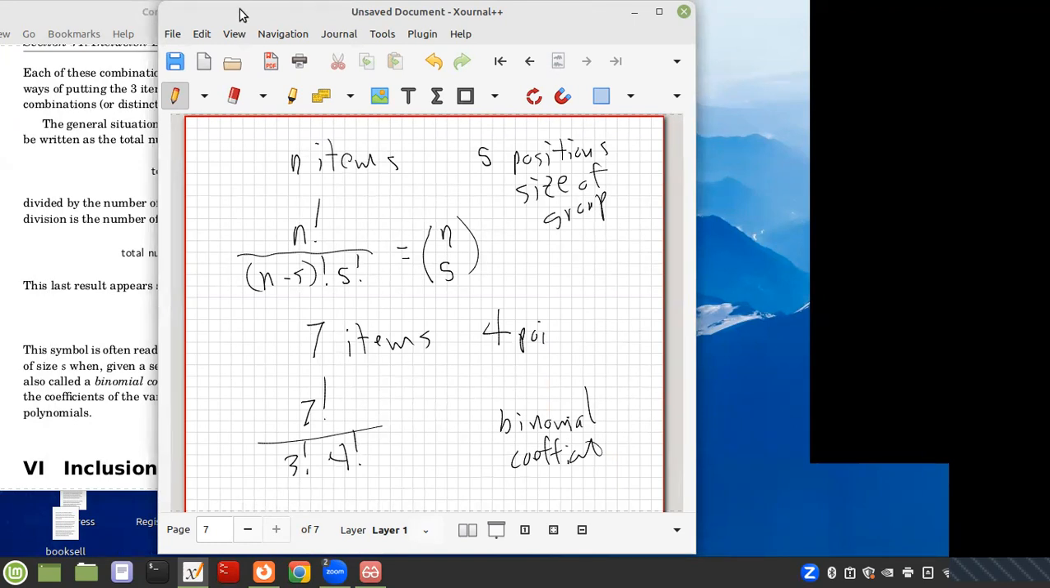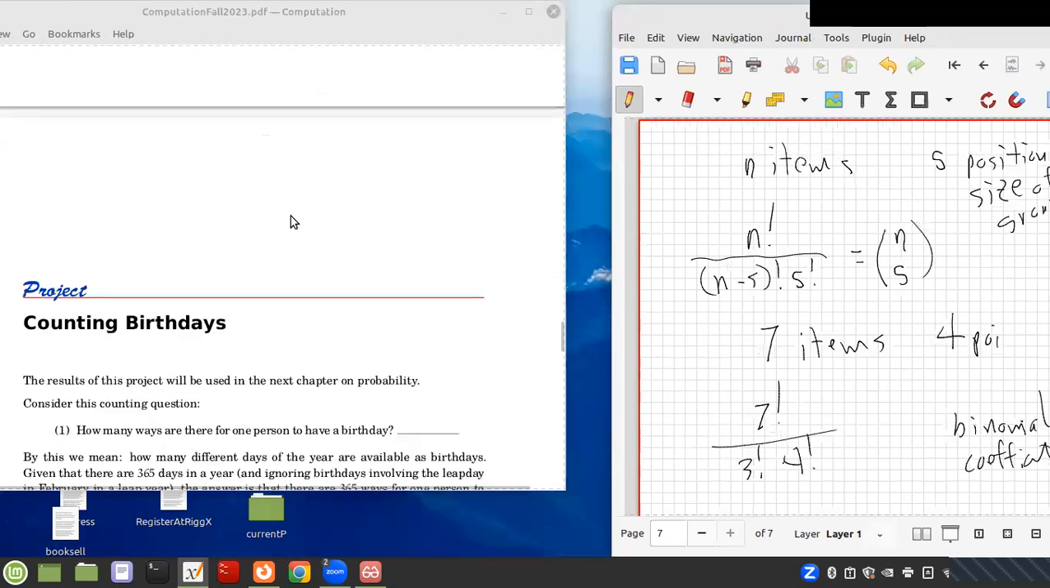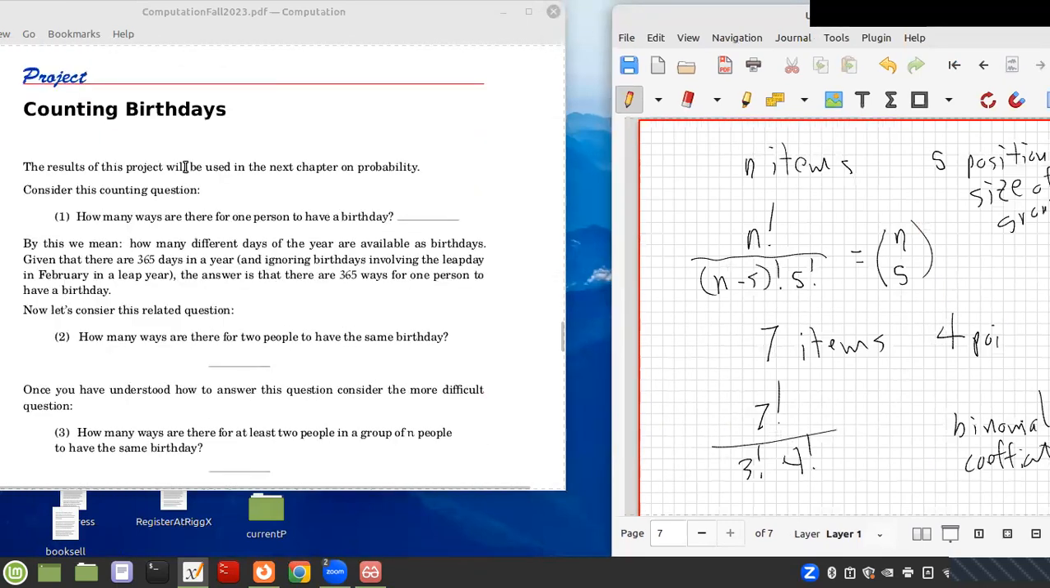So we're almost out of time, but we have some more sections here we'll get to on Friday. But there's a project at the end for counting birthdays, okay? So this is a project for you to sort of solve, right? So let's look at counting birthdays. This is the project at the end of the chapter. We only have 2 minutes, just your attention for 2 minutes, okay? So we're going to use the results of this chapter in the next chapter on probability.